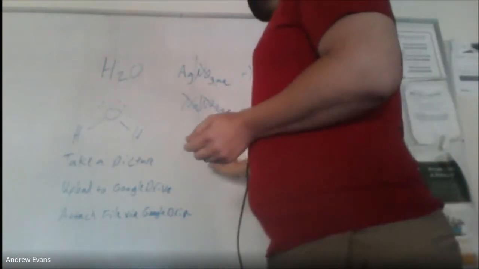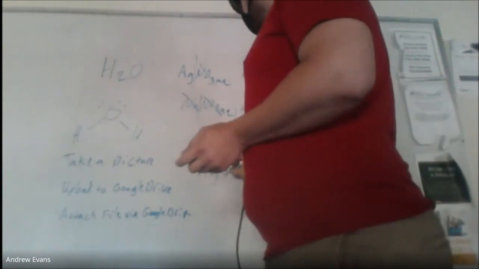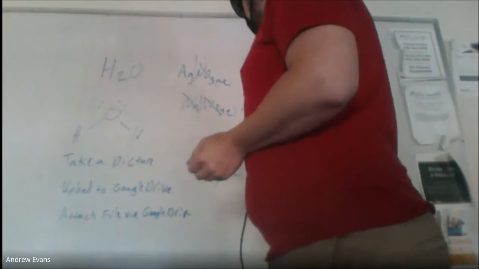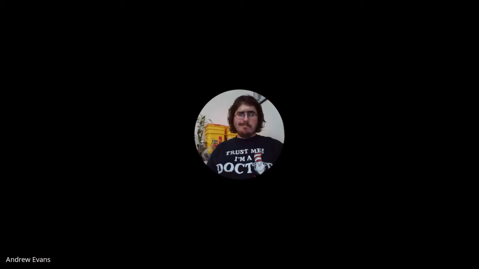So the answer for this one, what is the net ionic equation? You'd say silver plus aqueous, chloride minus aqueous, goes to silver chloride solid. So you'd take a picture of that, you would upload that to your file.